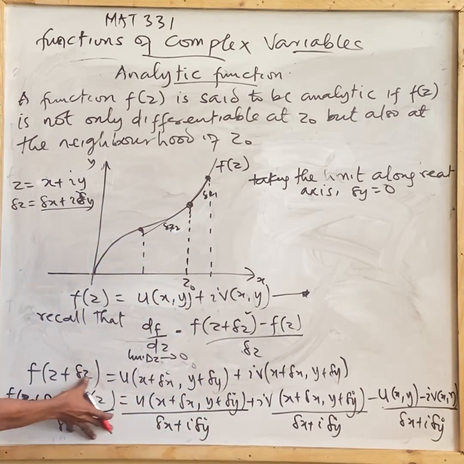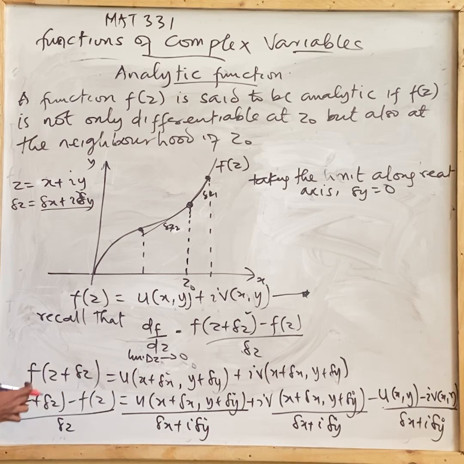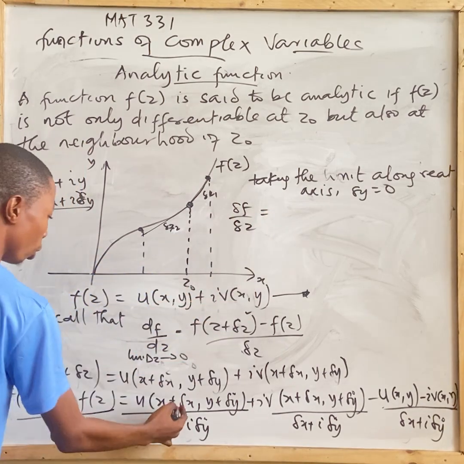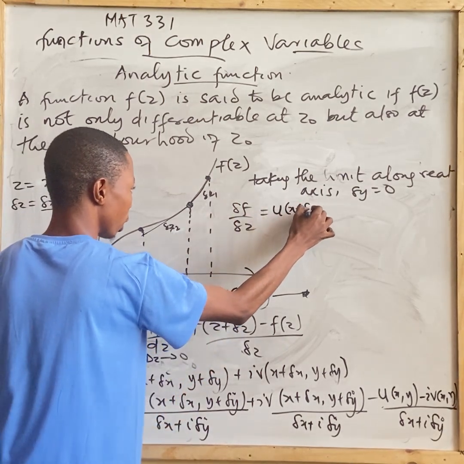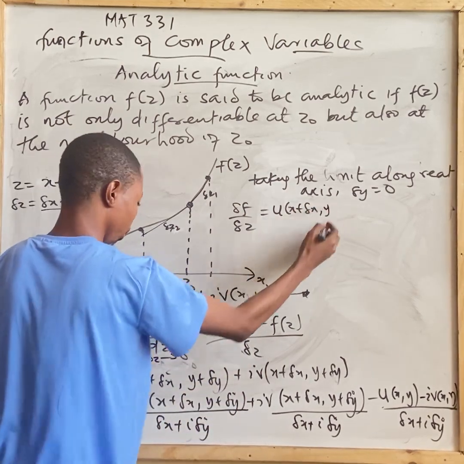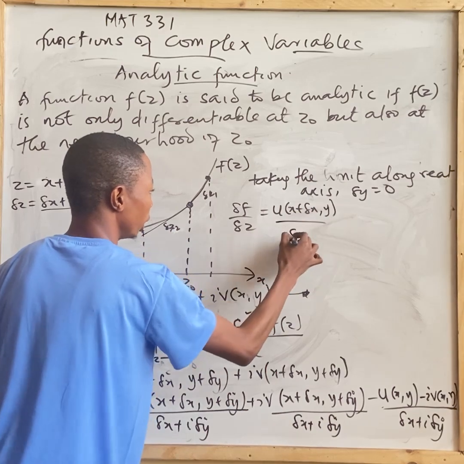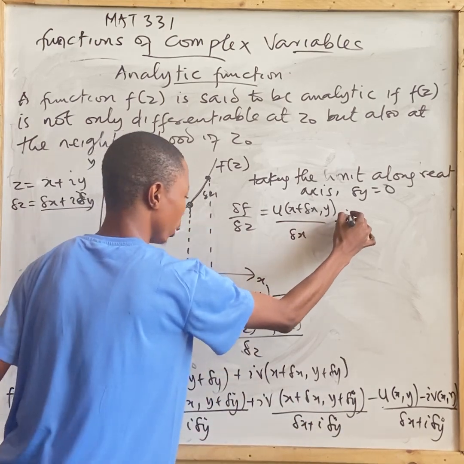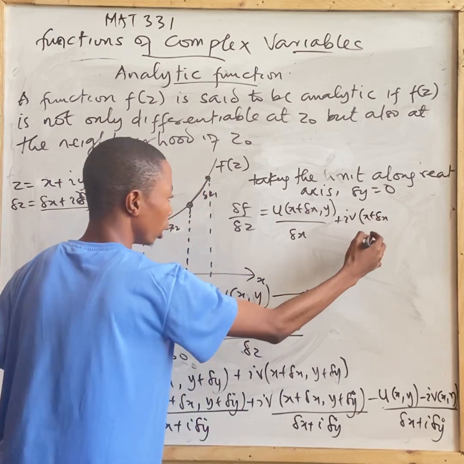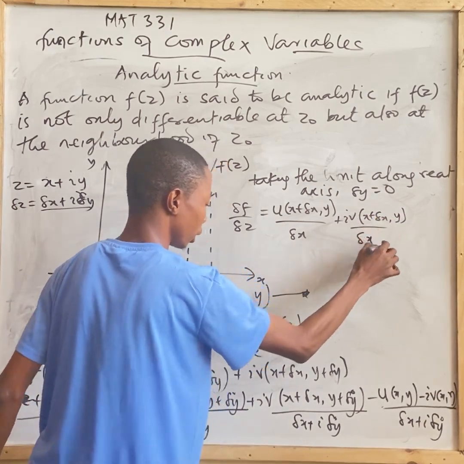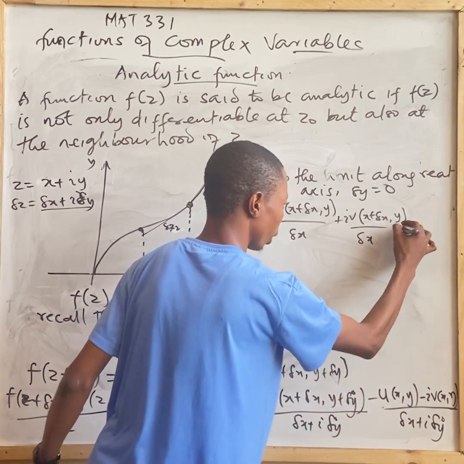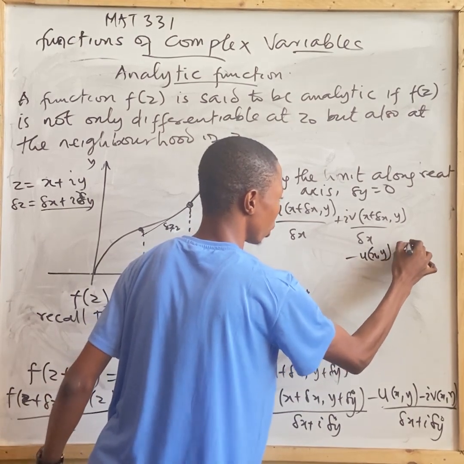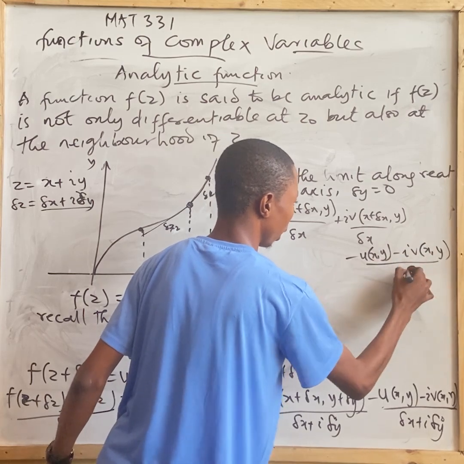Everything here represents df/dz. So we are going to have df/dz equals u of x plus dx, y, this one is 0, divided by dx, and here too, plus i v of x plus dx, y divided by dx, minus u(x,y) minus i v(x,y) divided by dx.